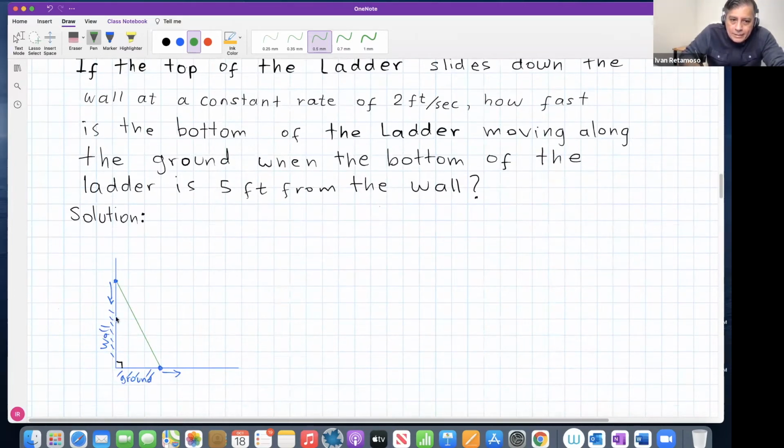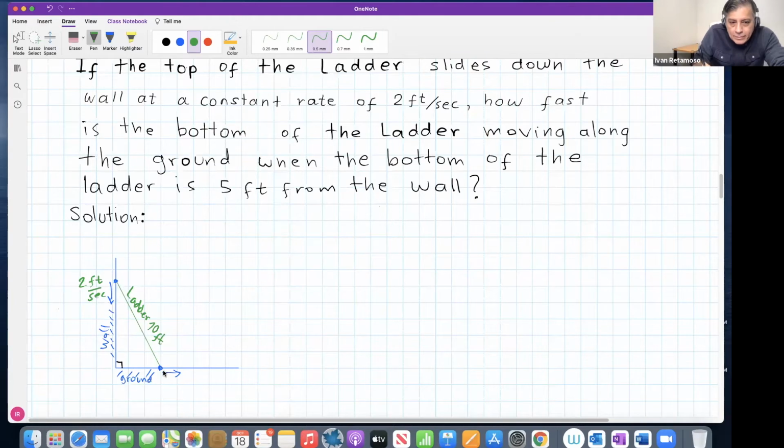Okay, so imagine this is a wall, this is the ground, and this is the ladder, okay? Now, the ladder is 10 feet long, right? And in the guidelines, they say, right, draw a diagram. Let this be the diagram, right? Wall, ground, ladder. This ladder is falling right in this way. The top of the ladder is falling at 2 feet per second.